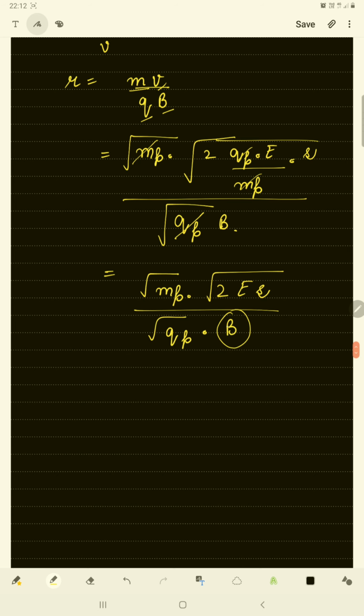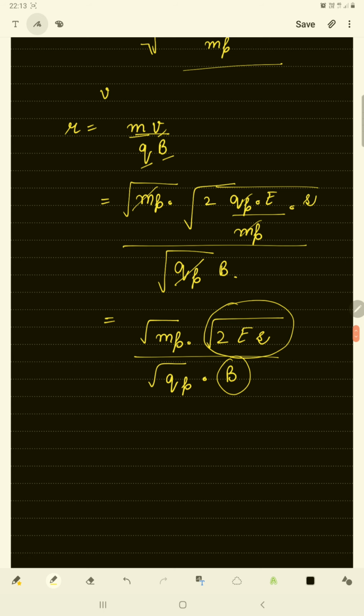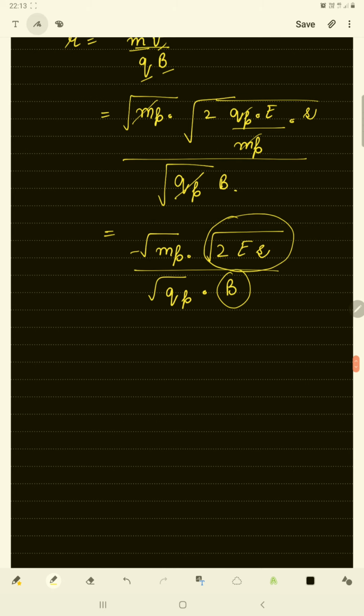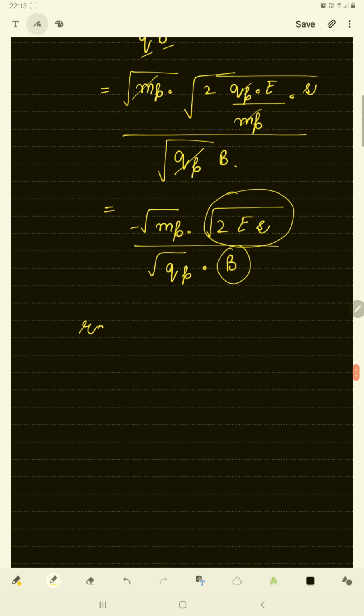Now this is a constant and these are also constant, so they don't have an effect on the comparison of the radius. So we can say that the radius of the particle is directly proportional to the square root of m_p upon q_p.